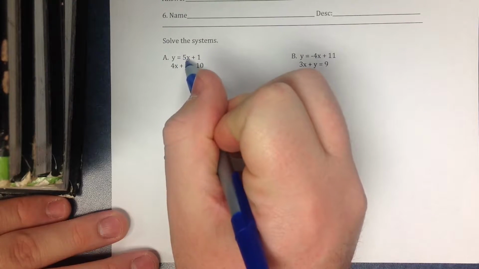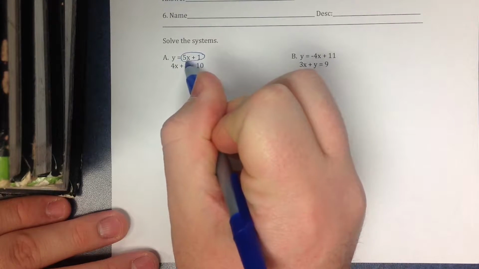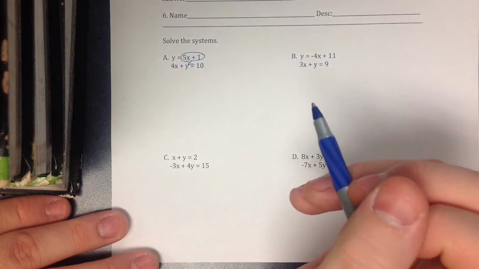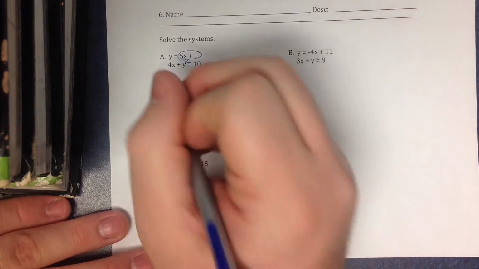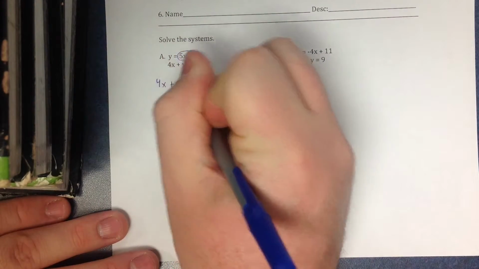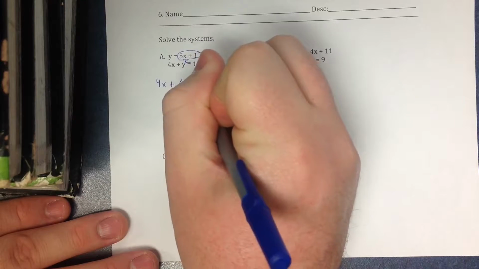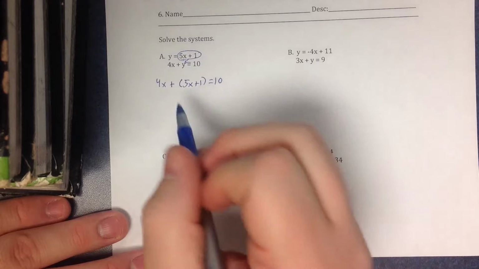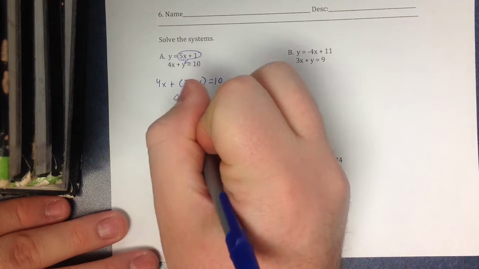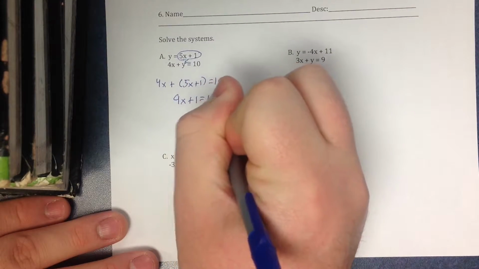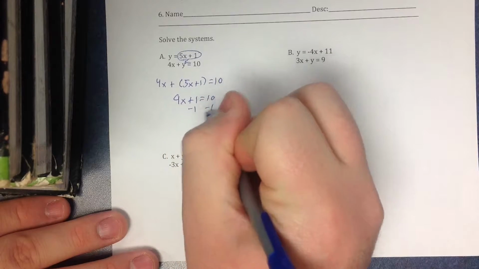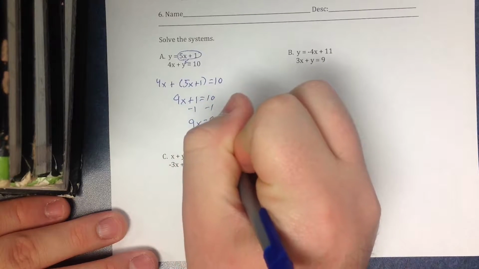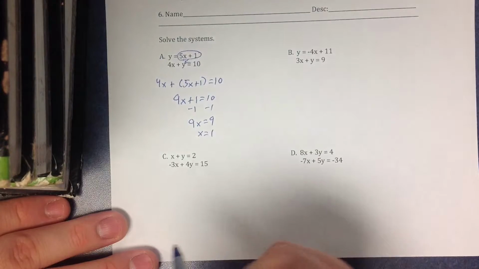So if y equals 5x plus 1, that means I'm going to substitute in 5x plus 1 for the y. So I'd have 4x plus, well, y is 5x plus 1 equals 10. So then I can combine these two to get 9x plus 1 equals 10, minus 1, 9x equals 9, so x equals 1.